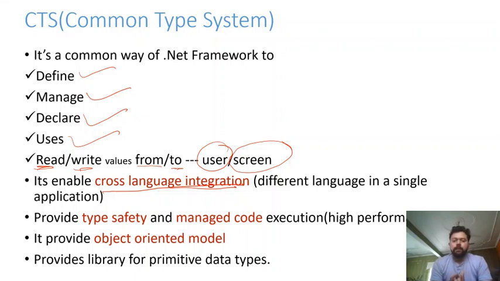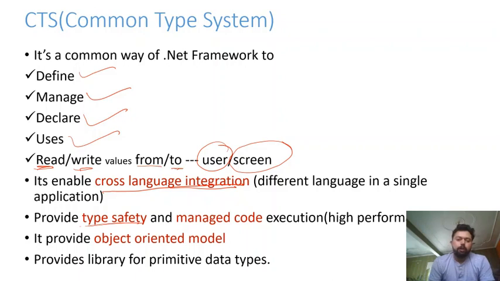Next is it provides type safety. It provides type safety means it prevents data loss during the conversion of types, right? So type safety is preventing data loss during the conversion of data types. It provides managed code execution, or high performance code execution.